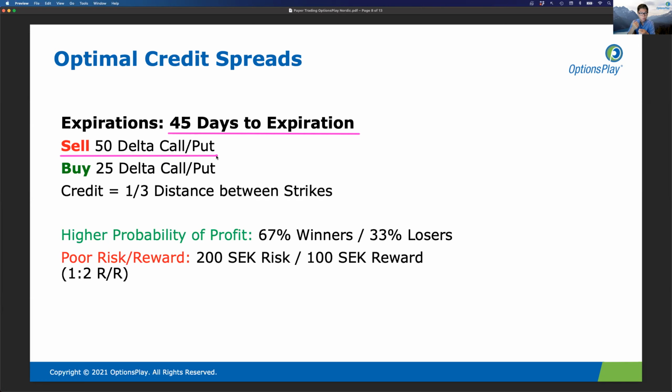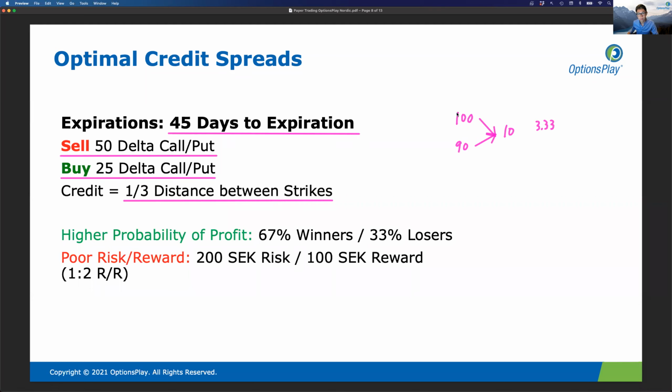What that means is that if, let's say, I sell a 100 strike put and then I buy back a 90 strike put, the distance between these 2 strikes is 10 crowns, right? So what I want to collect is 1/3 of this. 1/3 of this is about 3.33 crowns. So if I select a 10 crown put spread, what I want to collect is about 1/3 of that, 3.33 crowns.